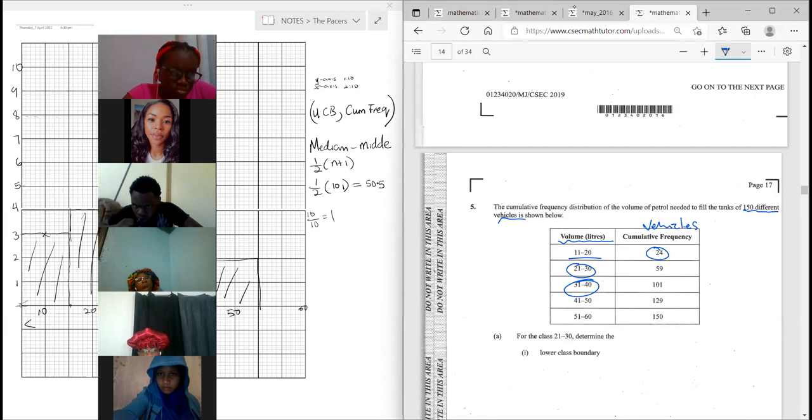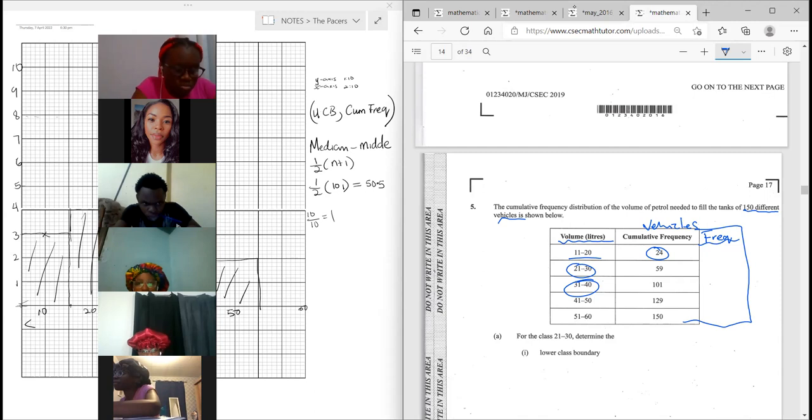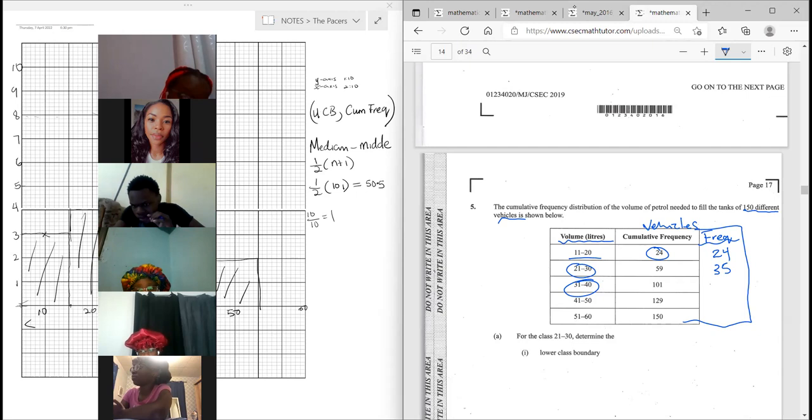All right, what is the frequency table for this? What's the frequency for 11 to 20? 24. What's the frequency for 21 to 30? 35. Correct. What's the frequency for 31 to 40? 42. What's the frequency for 41 to 50? 28. What's the frequency for 51 to 60? 21. Who's not with me?